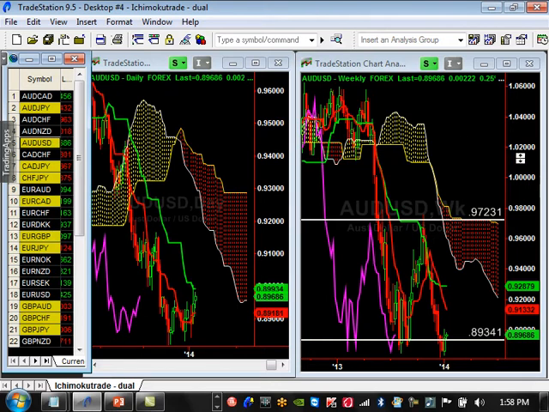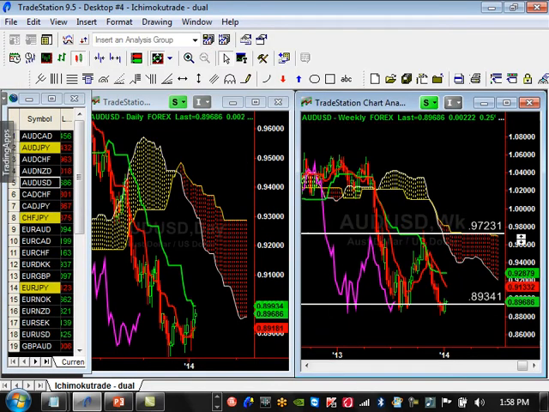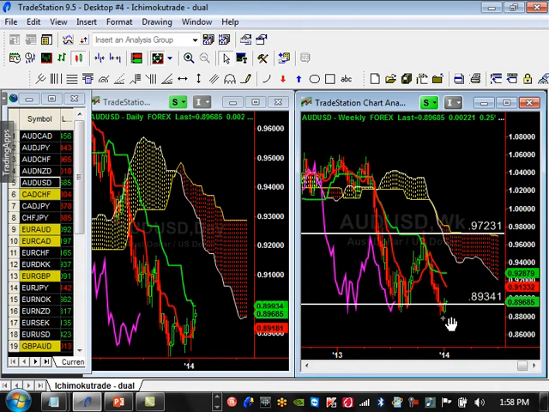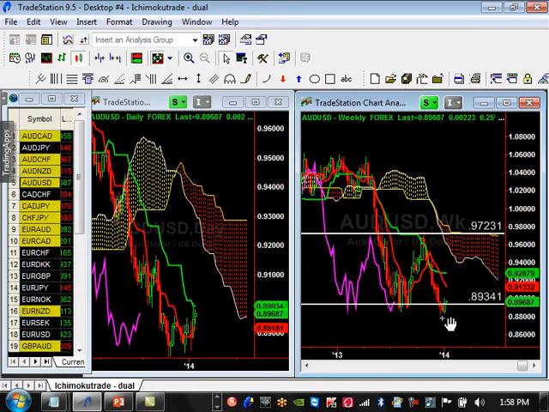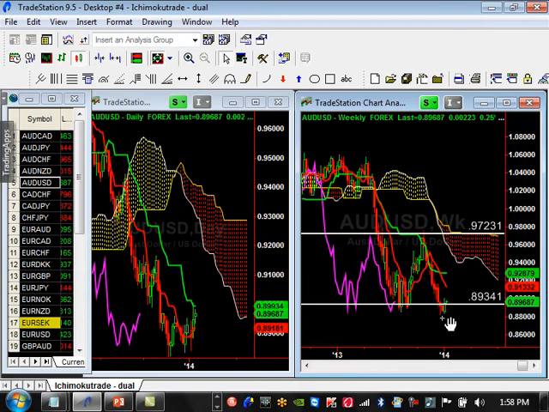Australian USD, you could see here it's basically had a trend, did a pullback to 97.23 and came back and retested the low at 89.34. I don't like the idea that it has not broken down at all, and by doing that, the bearish momentum is weakening completely. So this does look like it's maybe bottoming out now.